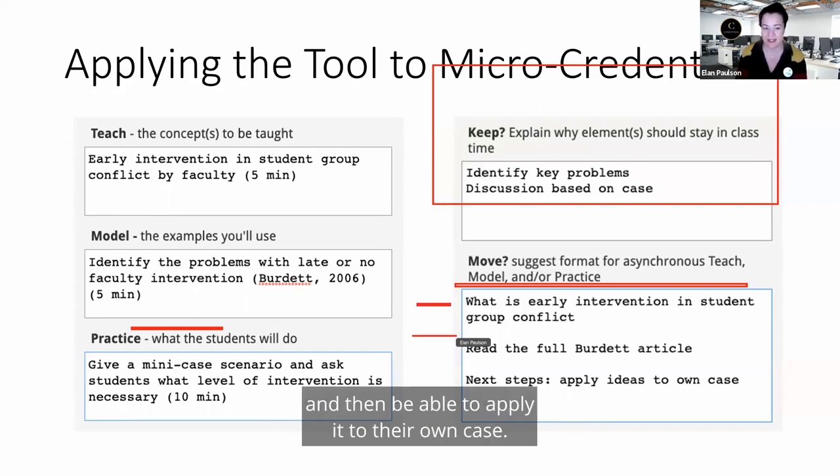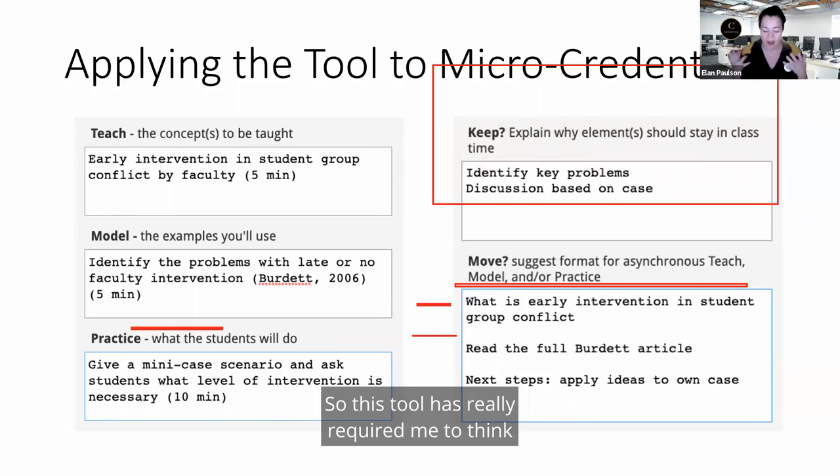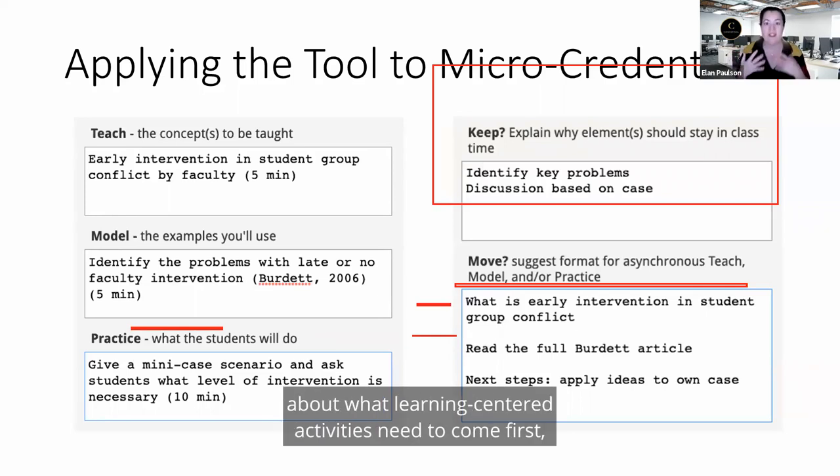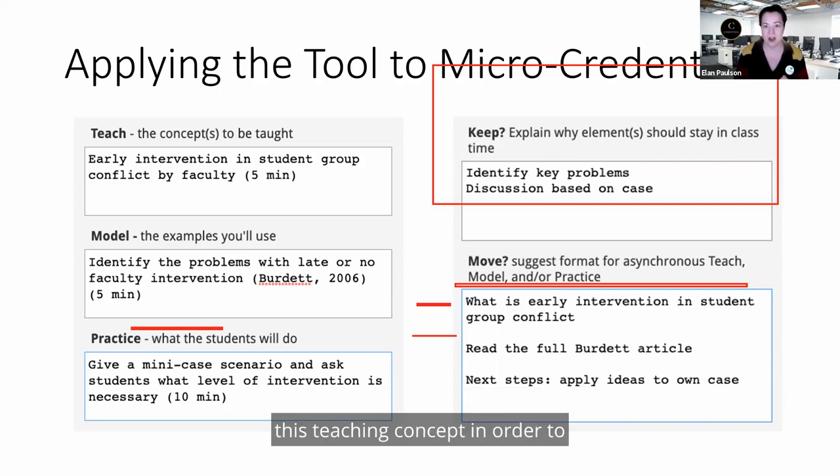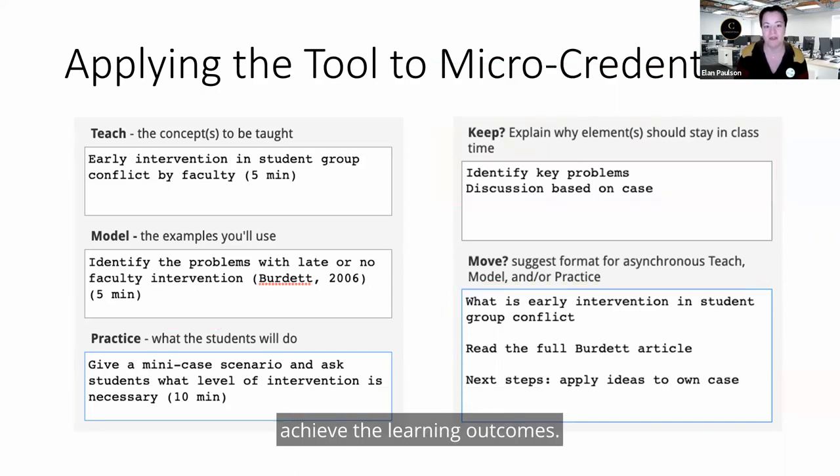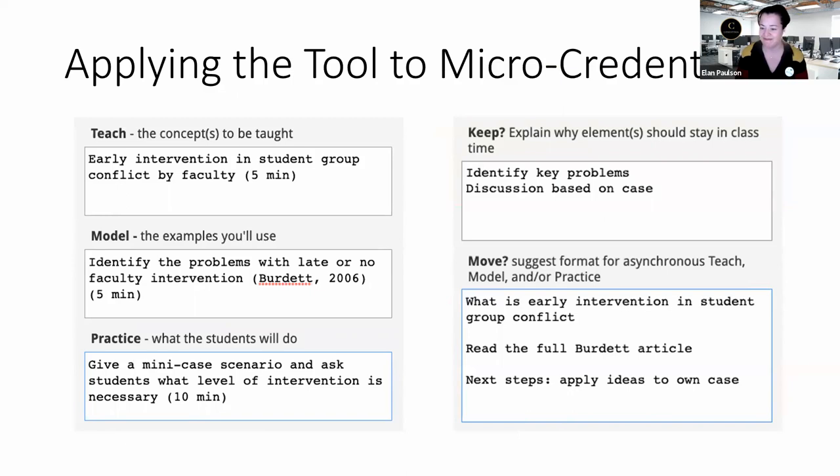So this tool has really required me to think about what learning-centered activities need to come first and how I can really focus on the key aspects of this teaching concept in order to achieve the learning outcomes.